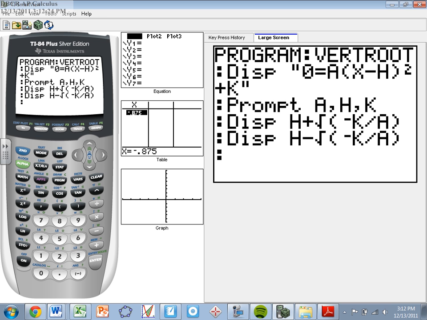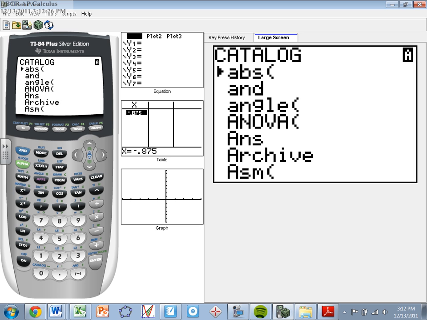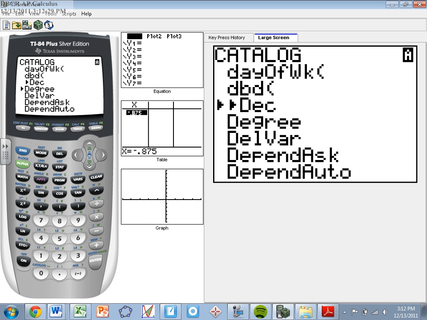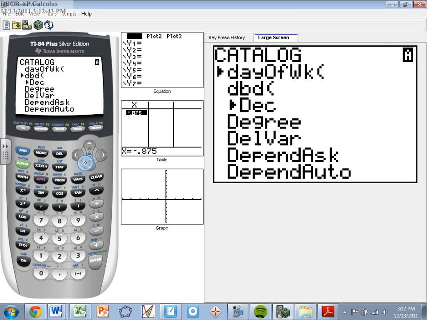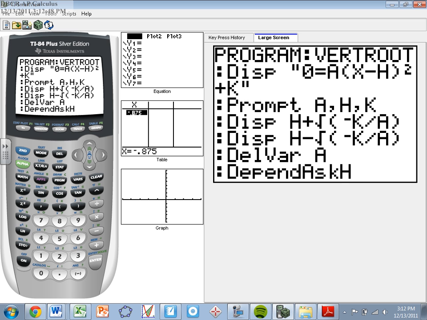So we press second catalog. I go to D, then I go down to del var. Again, it's on the first page for this one. Press D, and then go down a few, 1, 2, 3, 4 down arrow keys. Del var, I want to delete A. I want to do it again. Second, catalog, D, 1, 2, 3, 4. Enter. Alpha H. Oh, I clearly didn't type that in right.